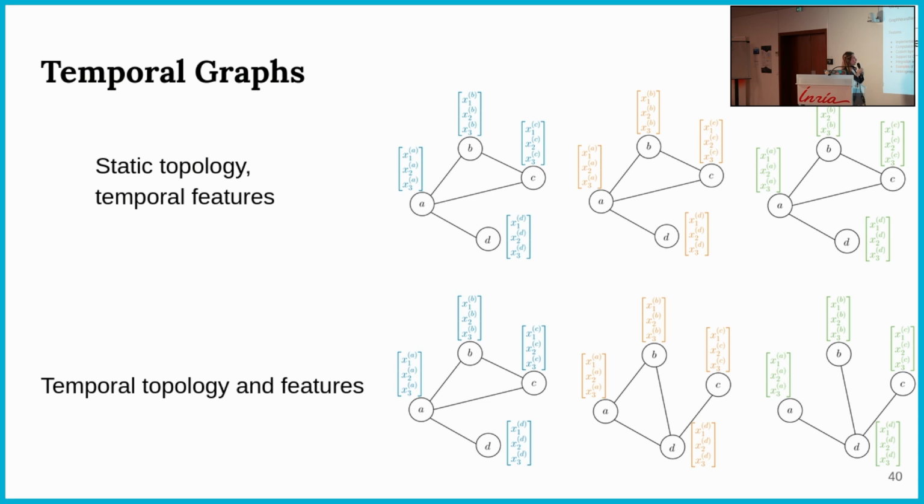And so now I want to show you the temporal graph in machine learning. In machine learning, we consider at the moment just two types of temporal graph.